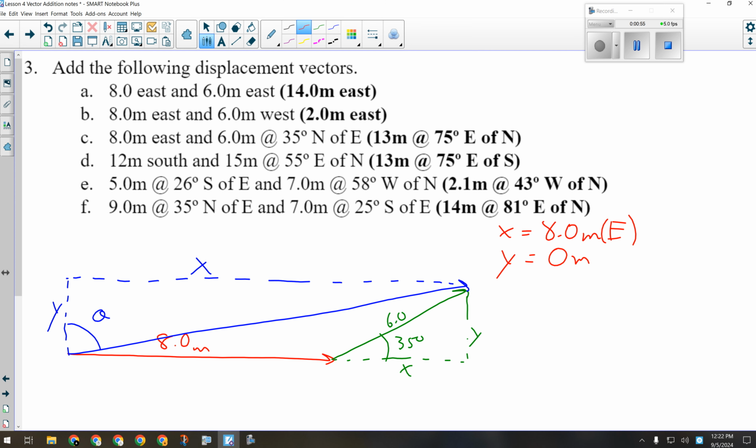When we're looking at the green triangle, we've got to do a little calculating for that one. We've got to find x and y. So we do our trigonometry. We recognize that x, green x, is adjacent to the 35-degree angle. So we go cos of 35 times 6 meters. Then for y, it's going to be the opposite side, so we would have the sine of 35 times 6 meters, to get those two sides.